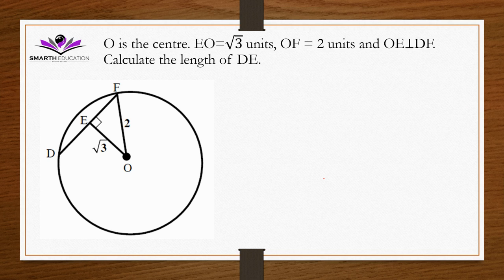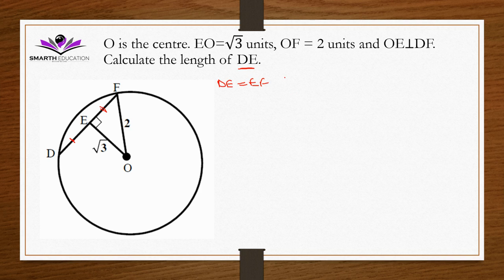Let's do it together. O is the center, EO is square root of 3 units, and OF is 2 units. I can see that on the diagram. OE is perpendicular to DF. I can see that on the diagram. What can we say? It's just the same as the previous one. We say DE is equal to EF. They said we must find DE, so we can easily find EF, and EF is equal to DE.